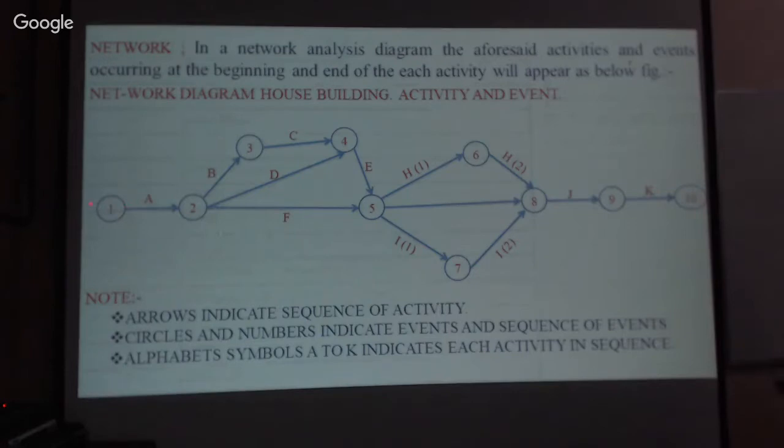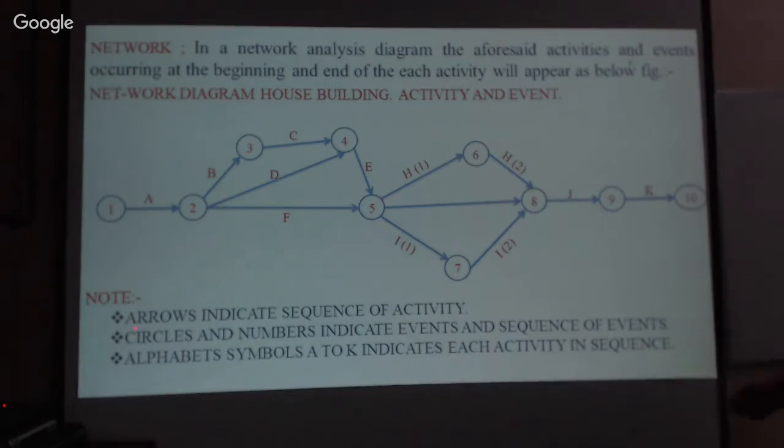Now the path is from 1 to 2, 2 to 3, 3 to 4, 2 to 4, and that is 4 to 5, then 5 to 7, 5 to 6, 6 to 8, 7 to 8, and 8 to 9, 9 to 10. How to construct this? This is what we have to understand now. How to construct the network diagram. Isn't it? That is good.